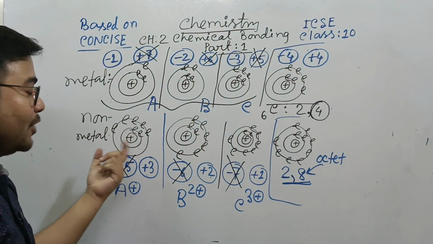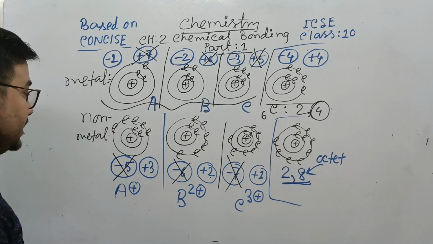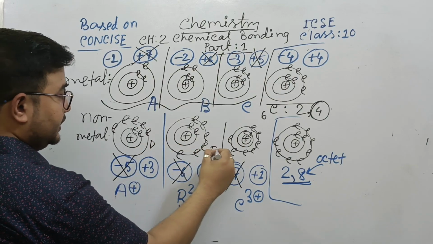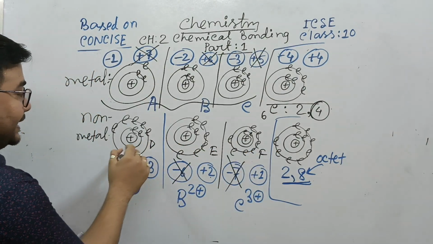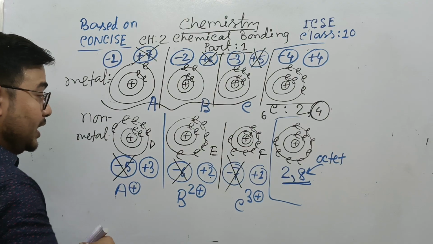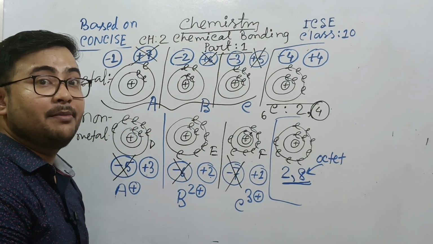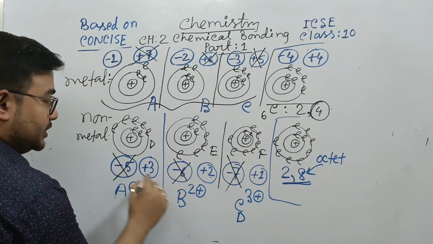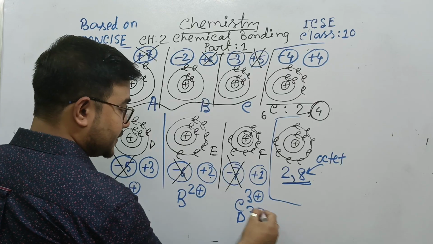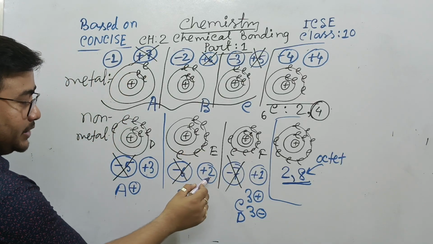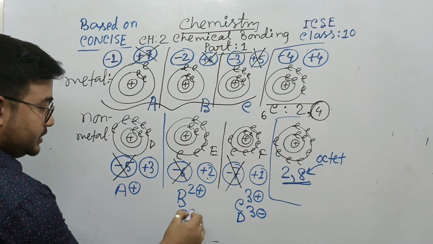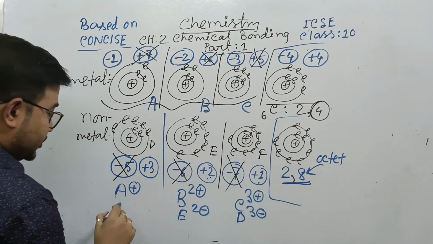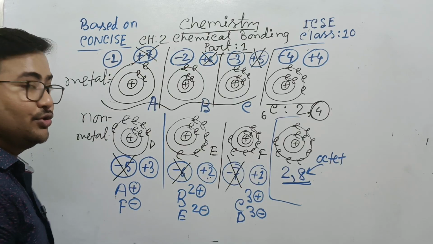Okay, now come here. Here it accepts how many electrons? 3. So suppose their names are D, E and F. D accepts how many electrons? 3. So after acceptance it becomes negatively charged. So D becomes 3 minus. E accepts how many electrons? 2. So E means 2 minus. F accepts how many electrons? 1. So F is 1 minus. So look at the board.